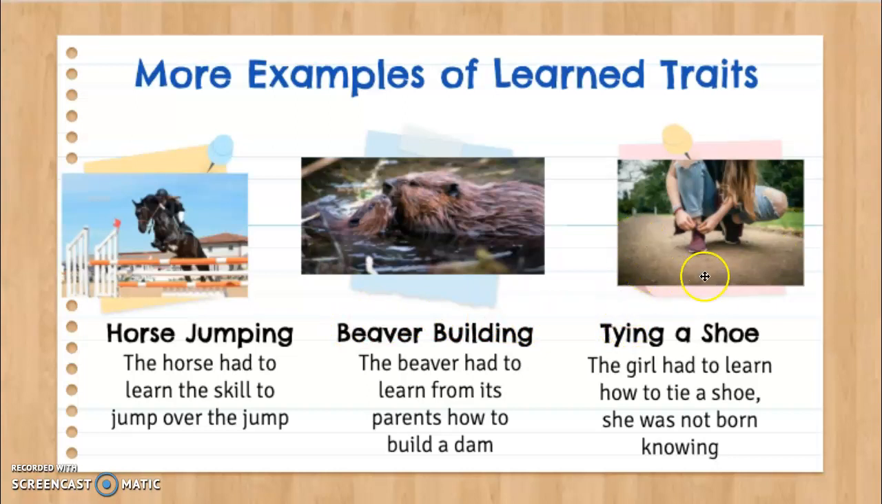Over here we have a girl tying a shoe. The girl learns how to tie a shoe. She is not born knowing how to tie the shoe. She learns it from her parents, a friend, a teacher. She learns this skill, which makes this a learned trait.